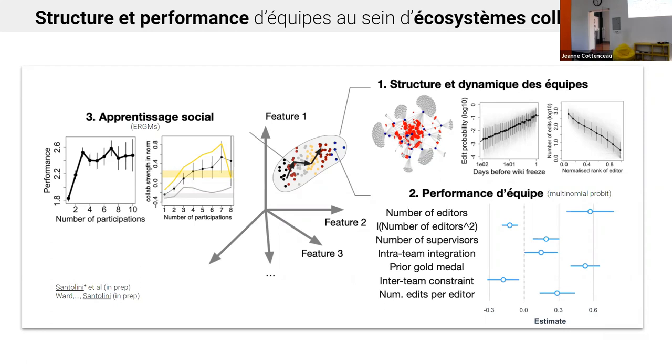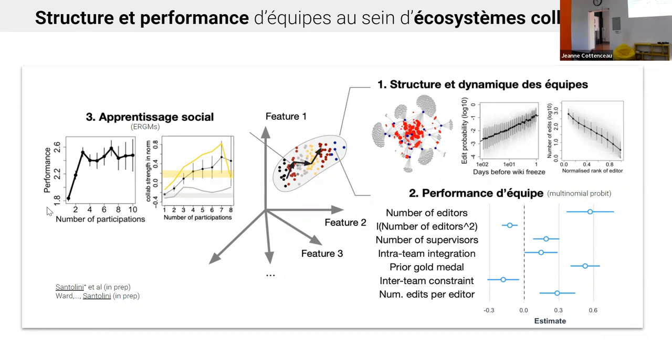But beyond the things that are shared, we look at what promotes better performance of the team. We find, obviously, that you want more people in your team to perform better, but it's not the only thing. It saturates at some point. So you also want what we call intra-team integration, meaning more shared tasks, tasks that are shared by more team members. And you need to have low team constraints. Inter-team constraint means that you have diverse collaborators. So teams that succeed well are teams that are able to connect to very diverse other teams and gather more, diverse help.